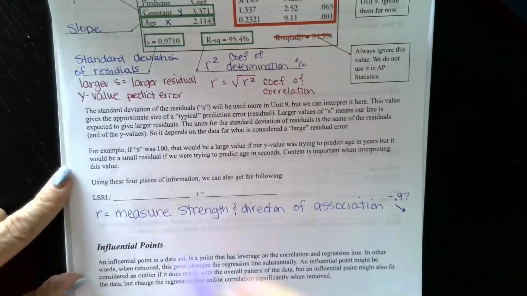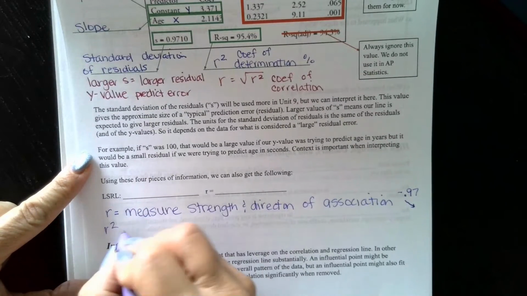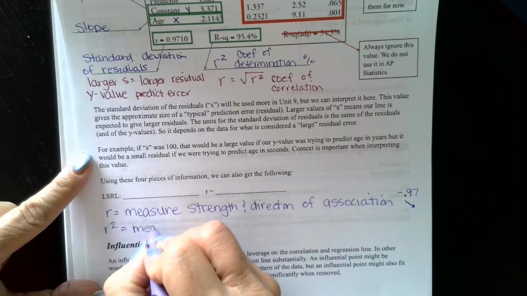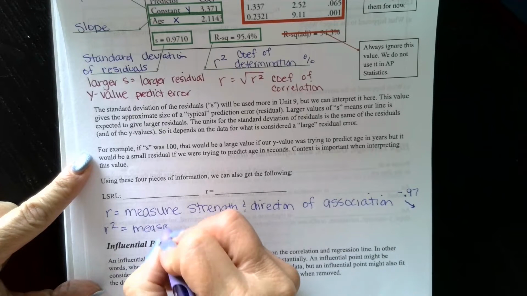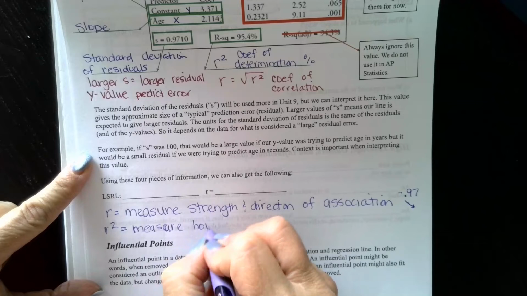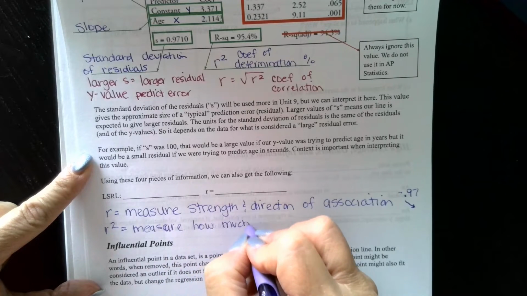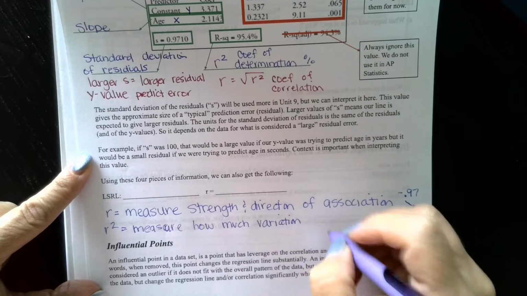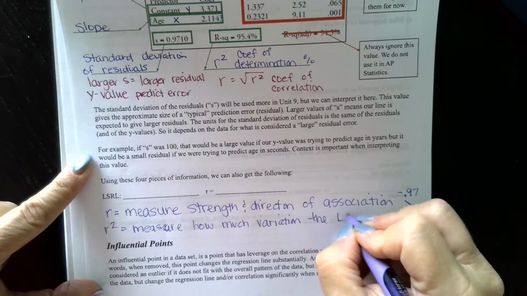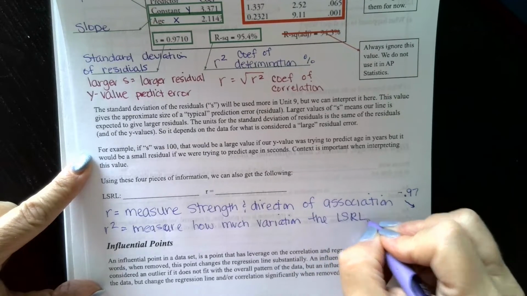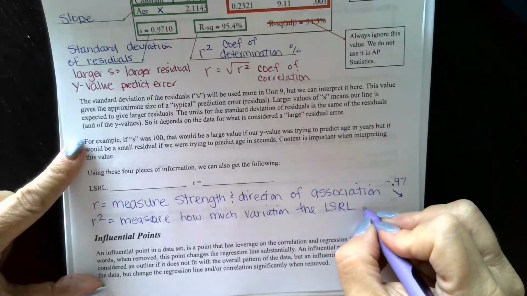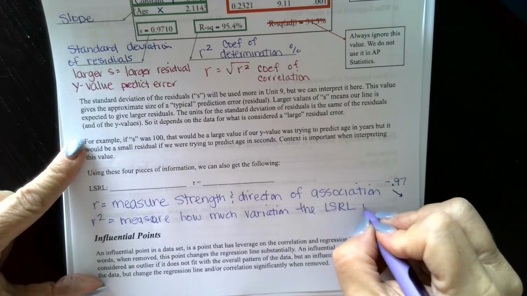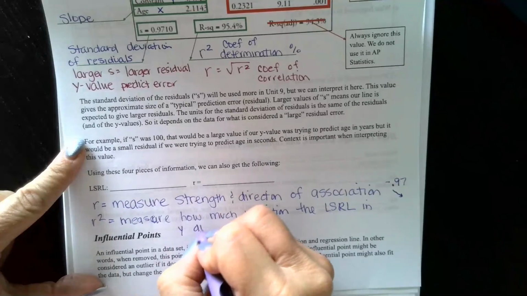All right, whereas my r squared value is going to measure how much variation our best fit line, or our least squares regression line, has in the y direction. So how much variation in the y direction.